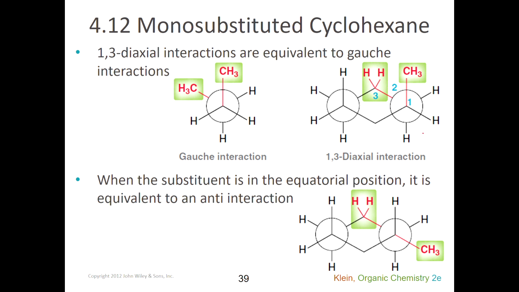And those axial groups are gauche to other parts of the ring. The other hydrogens on those groups that are gauche to the axial groups create the instability. The equatorial groups are actually anti to other parts of the ring, and so they don't have that same degree of instability.